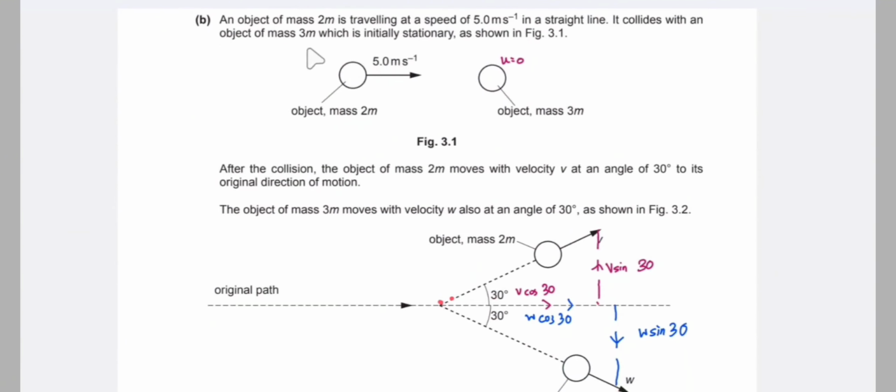Then for part B, an object of mass 2m is traveling at a speed of 5 meters per second in a straight line. It collides with an object of mass 3m, which is initially stationary, as shown in figure 3.1. So the object of 2m is moving at a speed of 5 meters per second, and the 3m is at rest, or stationary. And so this is before collision.